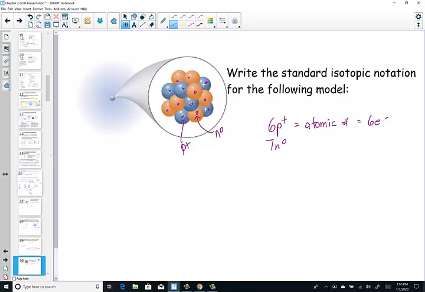Who's number 6 on the periodic table? That's carbon, isn't it? The atomic number goes as a subscript to the left. The sum of all the particles in the nucleus, all of the protons and neutrons, well, there's 13 particles. So this standard isotopic notation is an isotope of the most abundant carbon, which is 12, but this happens to be carbon 13 with 13 total particles in its nucleus. So 13 over 6 in the elemental symbol of carbon.